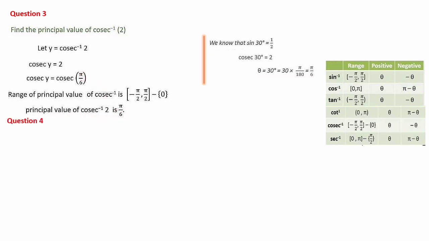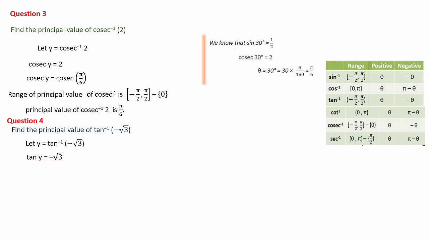Next we will go with question number 4. Find the principal value of tan inverse of minus root 3. So here there is a minus sign. Let's take y is equal to tan inverse of minus root 3. Then as before, take this to the left side. Tan inverse will come to the left as tan. So tan y is equal to minus root 3.